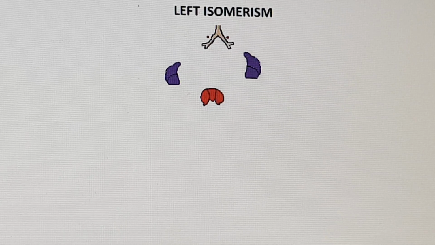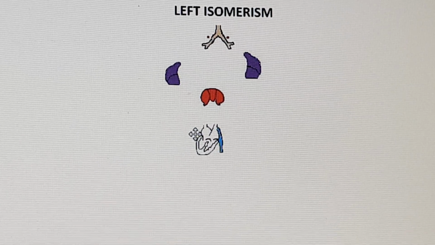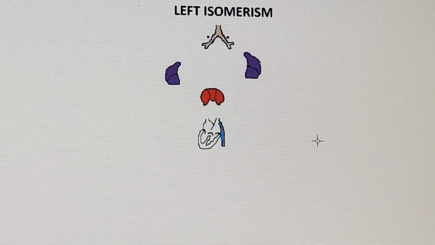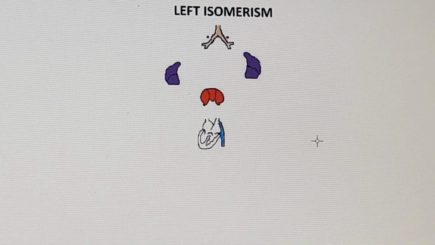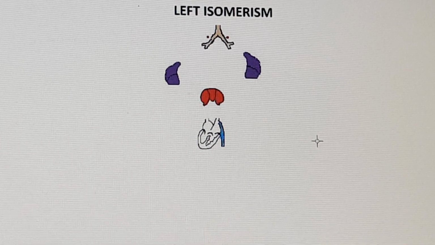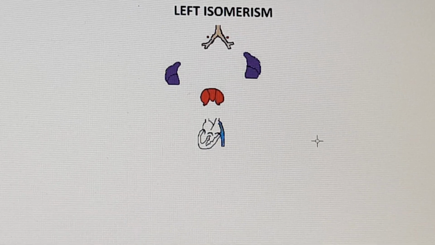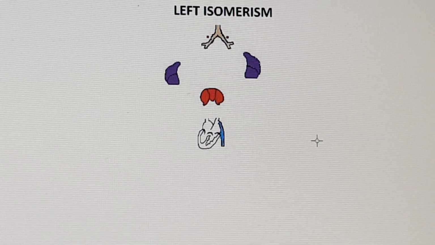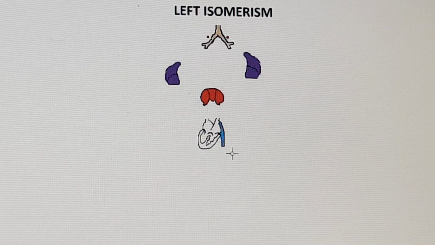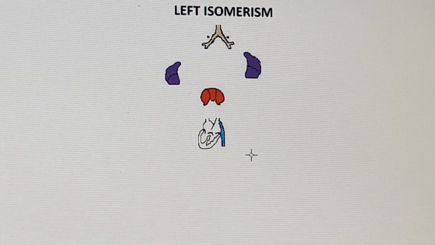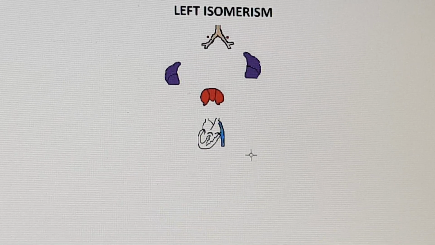I am going to bring the heart down now. So that is the cardia. Now in left atrial isomerism, there will be an interruption of the IVC. Once the IVC is interrupted, then the azygous vein takes over the drainage, and we have azygous continuation of IVC. You can see here, that is the azygous continuation of IVC, which will go above and drain into the SVC.